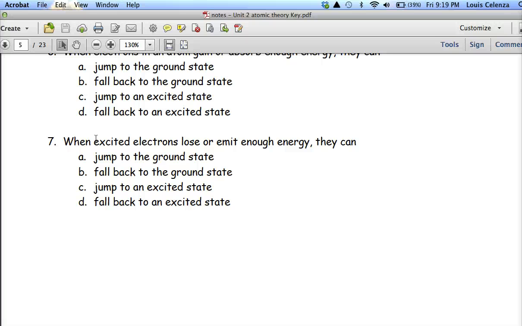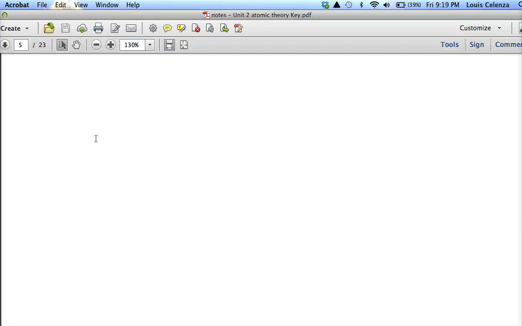And excited and ground state, even though we went through them quickly here, you're going to see a lot more of that later on. They are extremely important terms. Okay, so let's stop this one here.